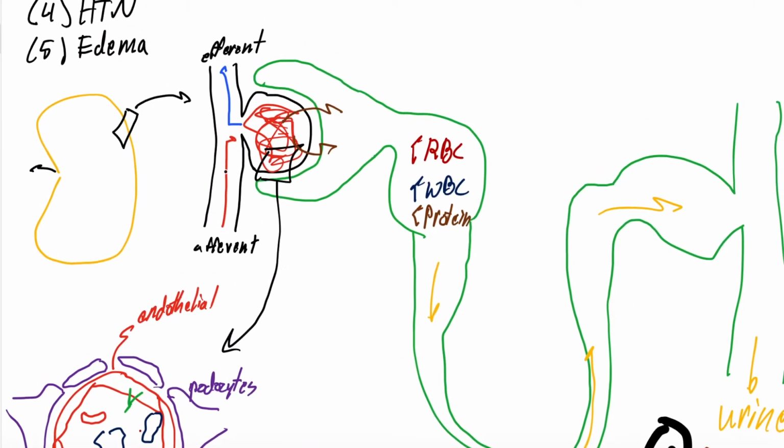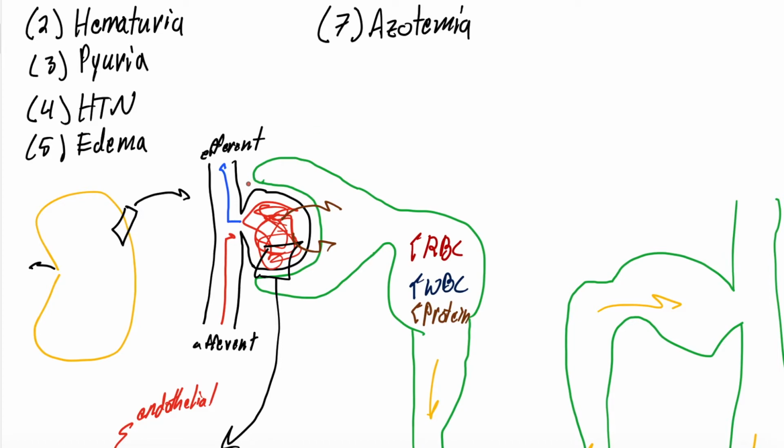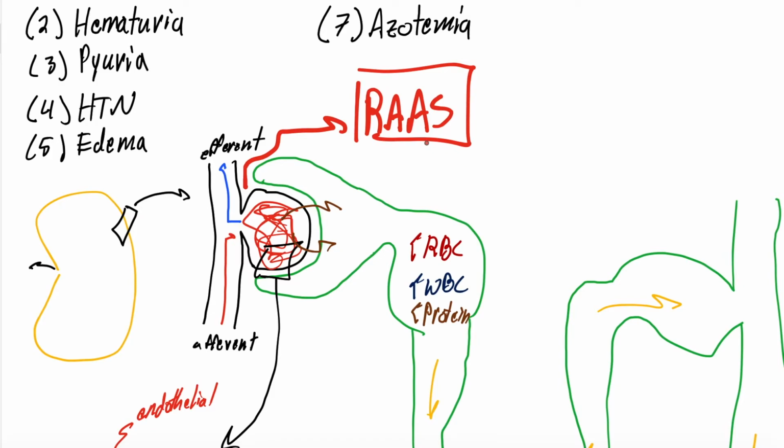Well, these afferent and efferent arterioles that are feeding the glomerulus detect this, and they detect it through the activation of the Renin-Angiotensin Aldosterone system. And the Renin-Angiotensin Aldosterone system says, hey, we're losing all this fluid in the urine. We need to intervene to increase our intravascular volume.